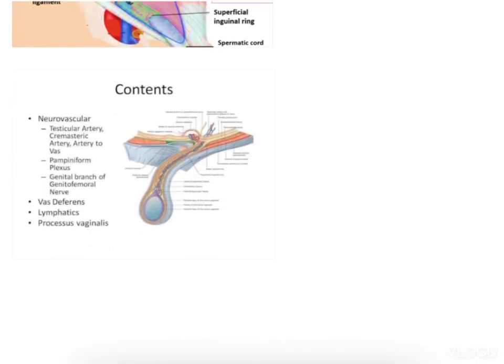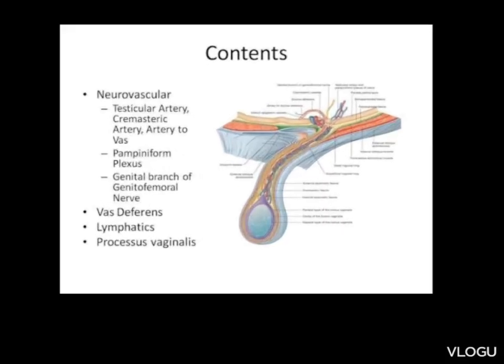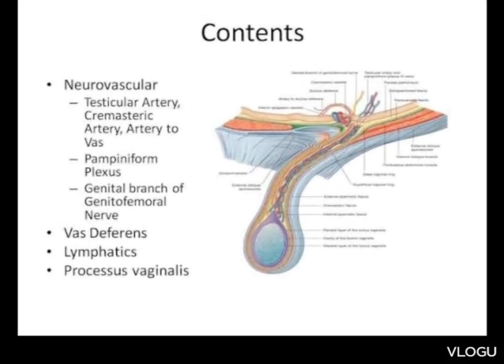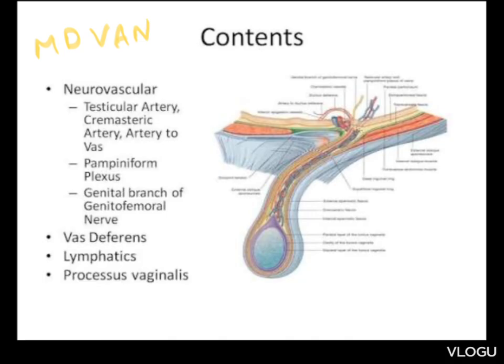Next we can see the spermatic cord contents. This is very important. We have one mnemonic, which we call MD VAN. VAN means we always have to remember vas deferens, arteries and nerves. We can call it the rule of 3: 3 arteries, 3 veins, 3 nerves. And you can see lymph nodes and everything. So MD VAN means vas deferens, arteries and nerves.